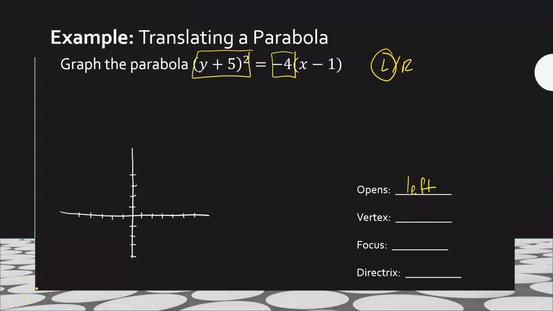All right, so we know it's going to open to the left, and the vertex is going to be the coordinate (h, k). So our h value, again, is what happens with the x. So we take the opposite of what happens with the x. So we have x minus 1, so the opposite of that would be a positive 1. And then our k value is with our y. So we take the opposite of what's happening with the y, so that would be negative 5. So (1, -5). I need to go a little lower here.